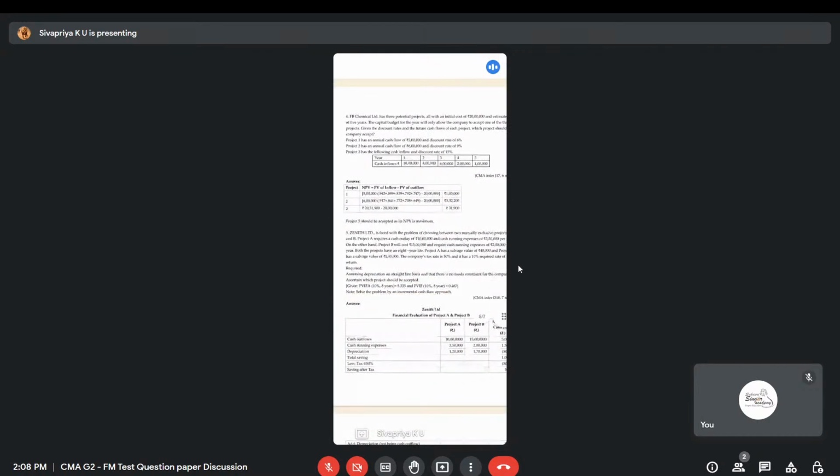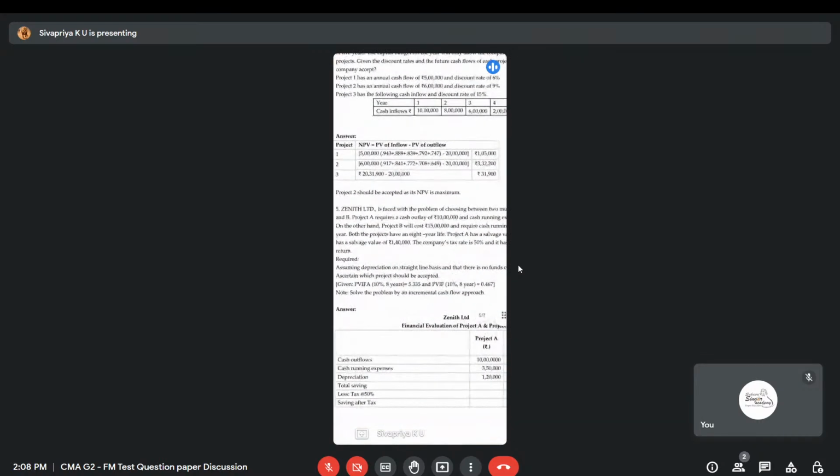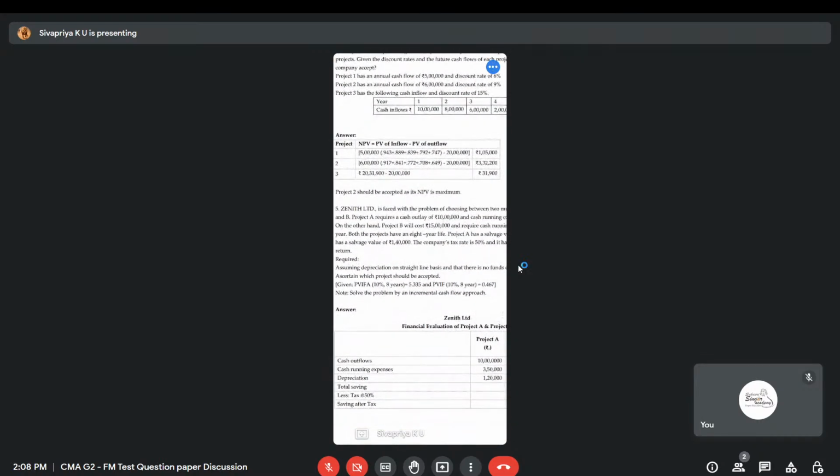Then question number 4. Question number 4 is the same, net present value. So present value of inflows minus present value of outflows, once we compute that, whichever project has the higher value we will take. So for project 2 it is 3,32,200. So that should be accepted.